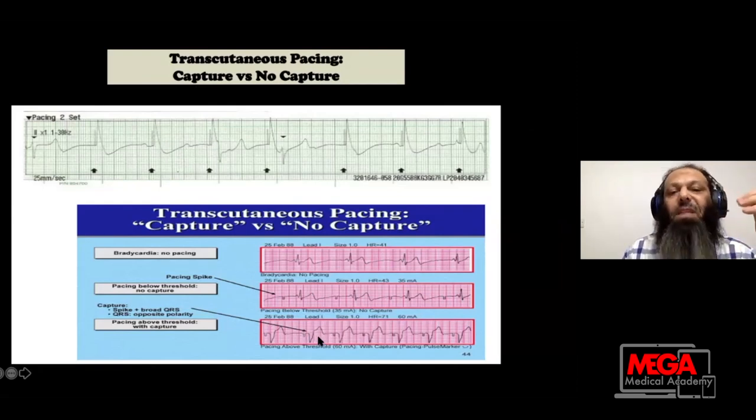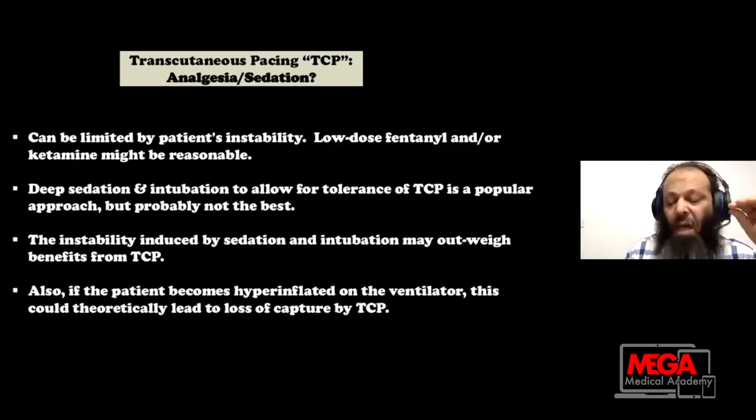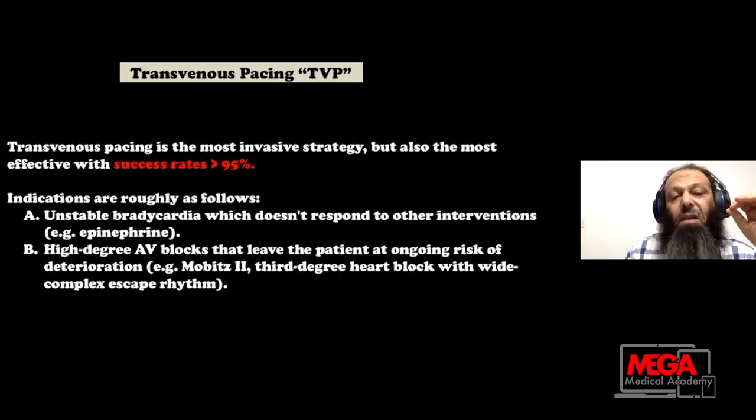But the problem is that it does not commonly affect pacing the heart. So you have to go with transvenous pacing. Transvenous pacing is the most invasive strategy, but it is the most successful intervention for treating bradycardia, in more than 95%. The indications are usually unstable bradycardia that does not respond to other interventions, and symptomatic high-grade AV block.